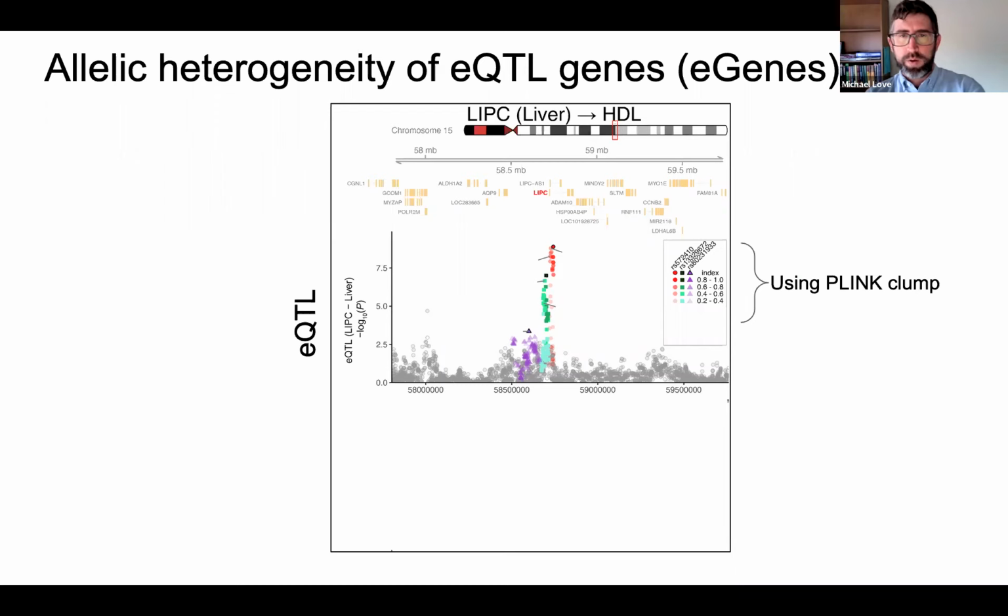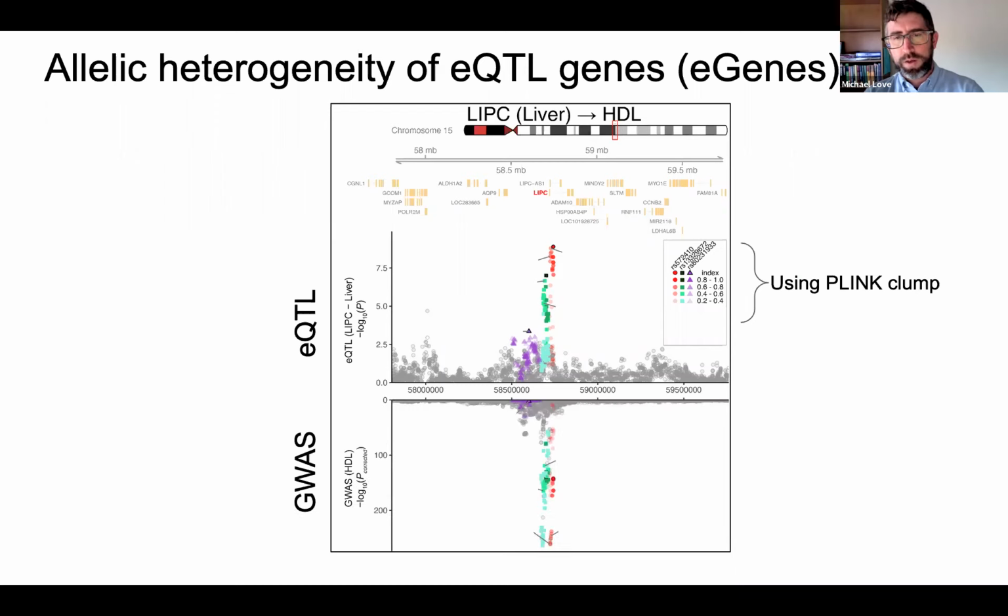And I've highlighted the sentinel variant in an eQTL for liver gene expression, the expression level of LIPC. And at the bottom, if you superimpose GWAS for high density lipoproteins, you can see that some of these have a paired signal in the GWAS.